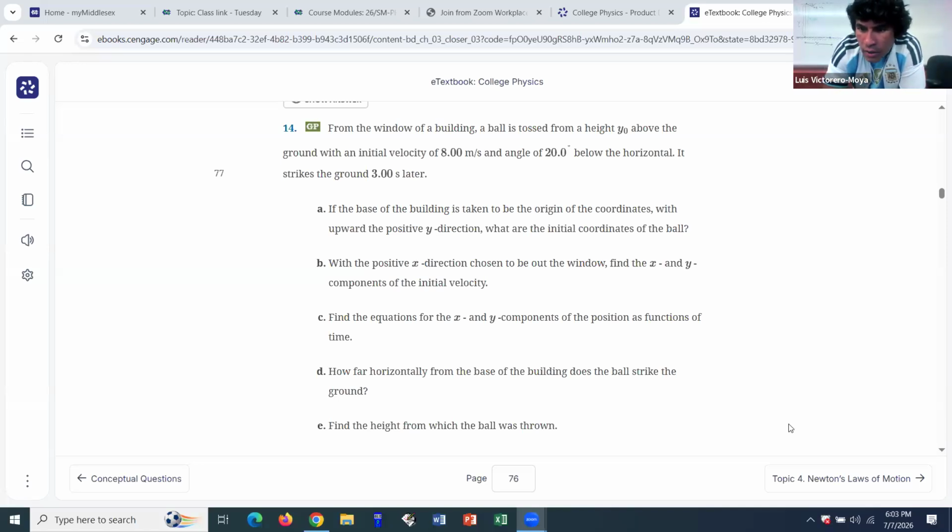As I said yesterday, we're going to continue with examples on projectile motion in two directions. I have a problem on the screen in which you are being described a situation. Sometimes problems will provide you with a situation in which you have to sketch it and then of course solve the problem.